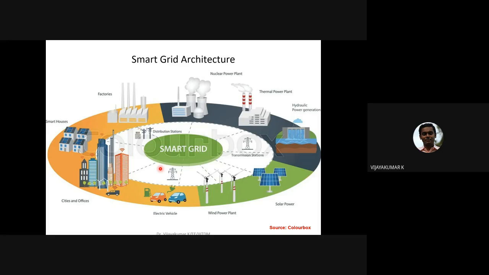Now, instead of installing the large energy storage system in the primary distribution network, you have the electric vehicles. If you take any building, you can consider an apartment. In an apartment, you may have 100 houses. In 100 houses, at least you can have one or two electric vehicles. In that electric vehicle, you have the battery.